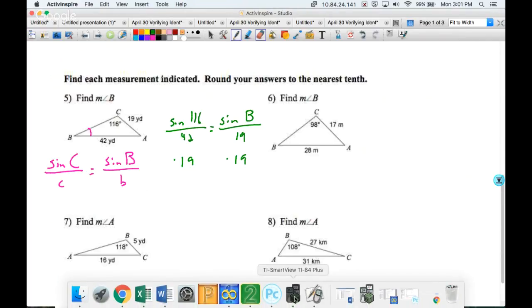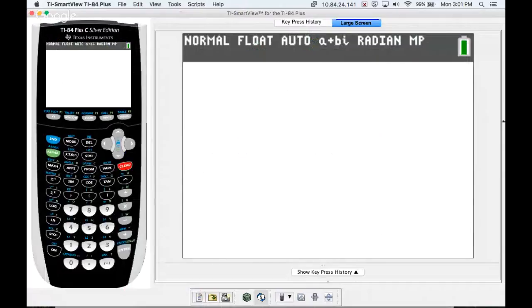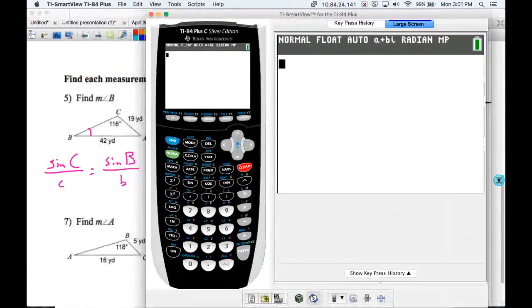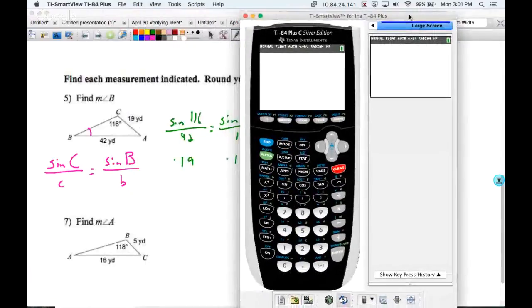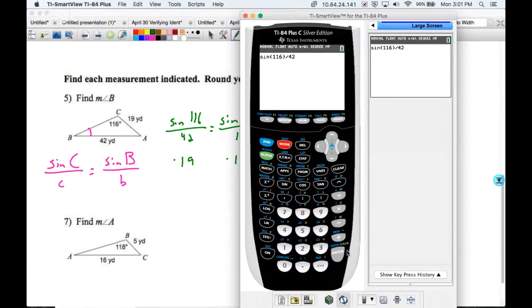Let me just show this with our on-screen calculator. So what I want to do is I want to just plug in that whole left side first. Sine of 116 divided by 42. Before I press enter, I double check that I'm in degree mode. I'm glad I double checked because I'm not. So now I go into degree mode. Now I press enter.